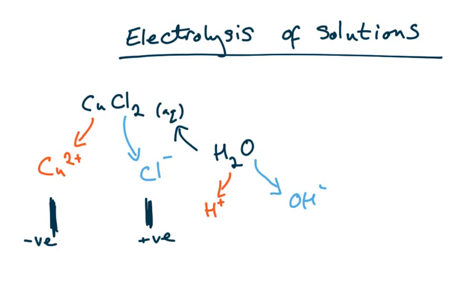Now, in the case of copper chloride, actually the hydrogen ions and the hydroxide ions that are from the water, so everything over here, just stays in solution. So we do see copper forming at the cathode and chlorine gas forming at the anode. However, this isn't always the case, and it depends on the reactivity of the ions that are involved. So let's look at another example.